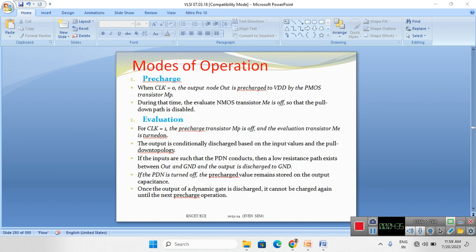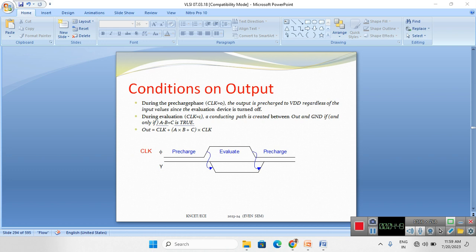Pre-charge mode means phi is equal to 0. Phi equal to 0 means we apply 0 to the PMOS, and evaluation mode means phi is equal to 1. See the waveform for the two different modes. Initially phi is equal to 0. Phi equal to 0 means the PMOS is turned on. When the PMOS is turned on, what happens at the output of the CMOS inverter? We get logic 1 as the output.